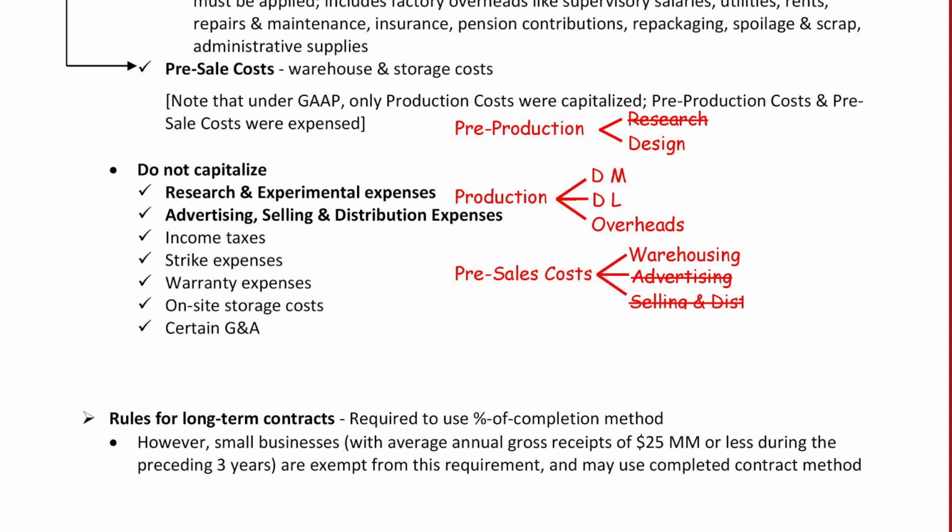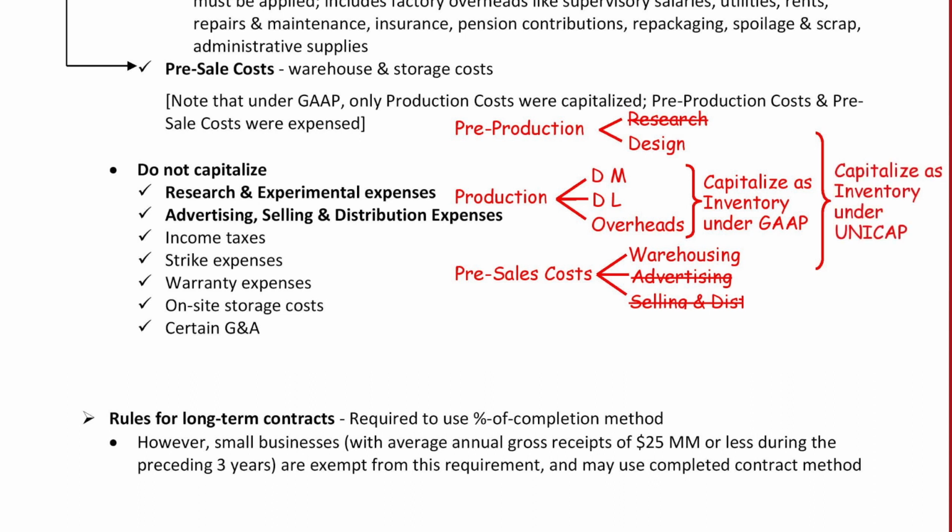Now draw a bracket from direct materials through overheads and right there, capitalize as inventory under GAAP. And draw another bracket which is from design under pre-production through warehousing on the pre-sales costs and write capitalize as inventory under UNICAP.